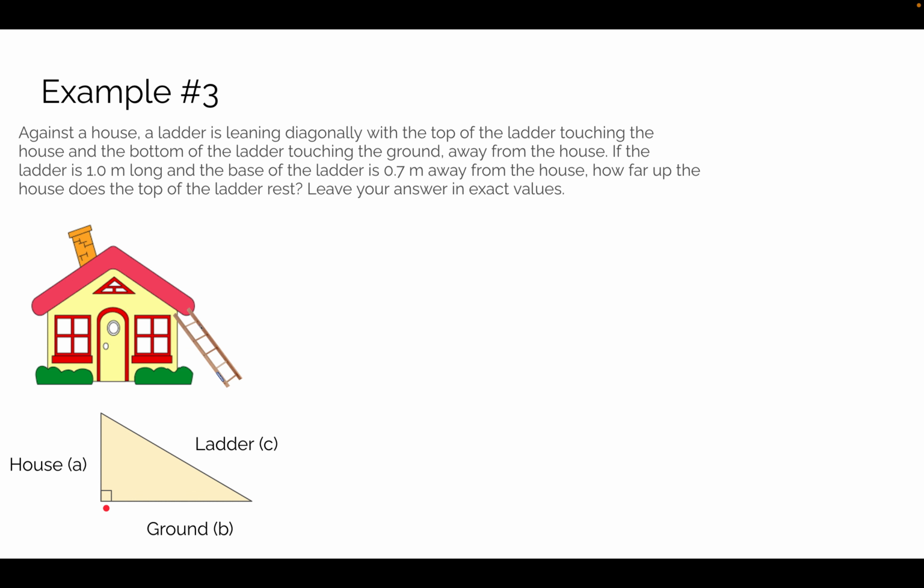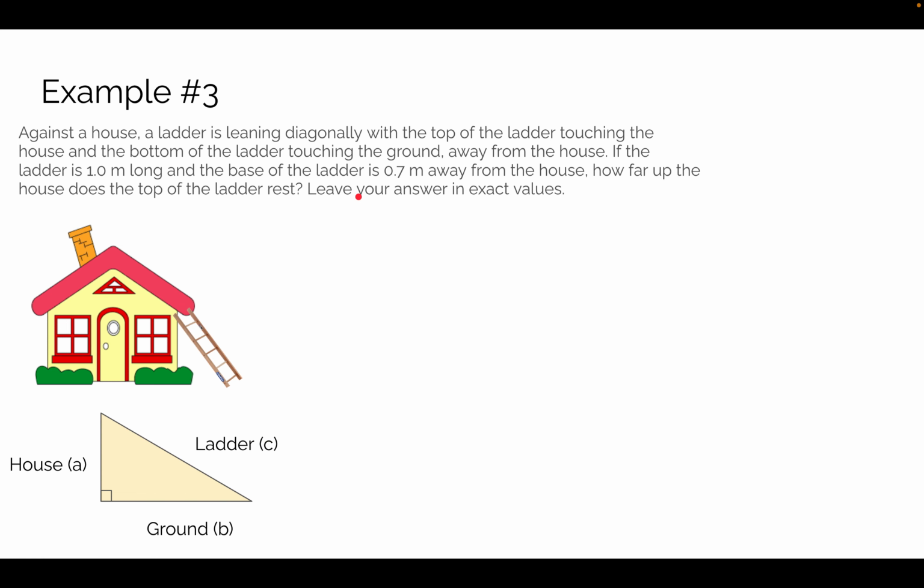So for this, I decided to label the three side lengths as the house being side length A, the ground being side length B, and obviously the ladder has to be side length C because it's a diagonal. Now, because we have it in a simplified triangle format, let's identify which of the three values we know and which value we're looking for. It says here that the ladder is 1 meter long, so we know that the C value has to be 1 meter long.